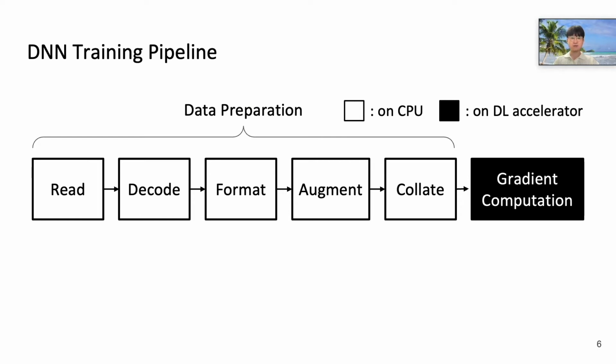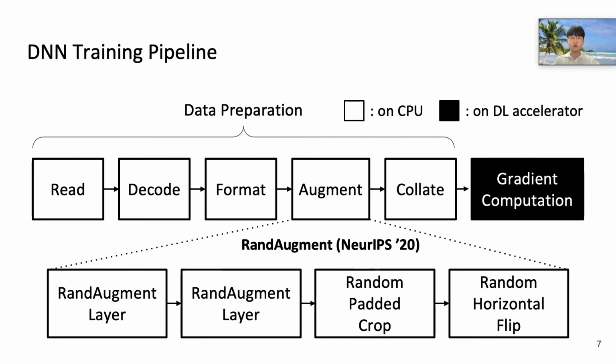The training samples are first read from the storages and go through decoding and formatting procedures. After that, the samples undergo data augmentation and are collated to make a batch of augmented samples used for gradient computation. We focus on data augmentation, which is a widely used technique to enhance the accuracy of the trained model with a limited amount of data. Data augmentation applies random transformations to training samples in order to provide more diverse samples during training.